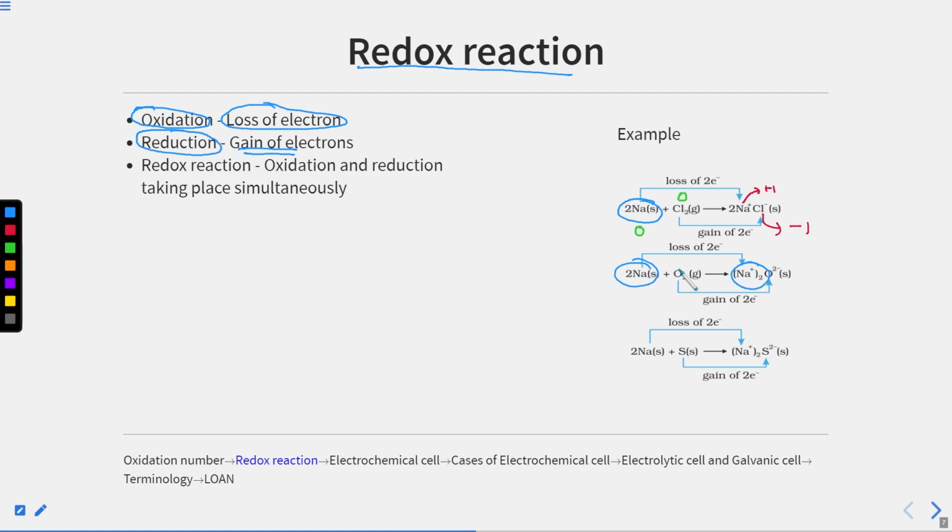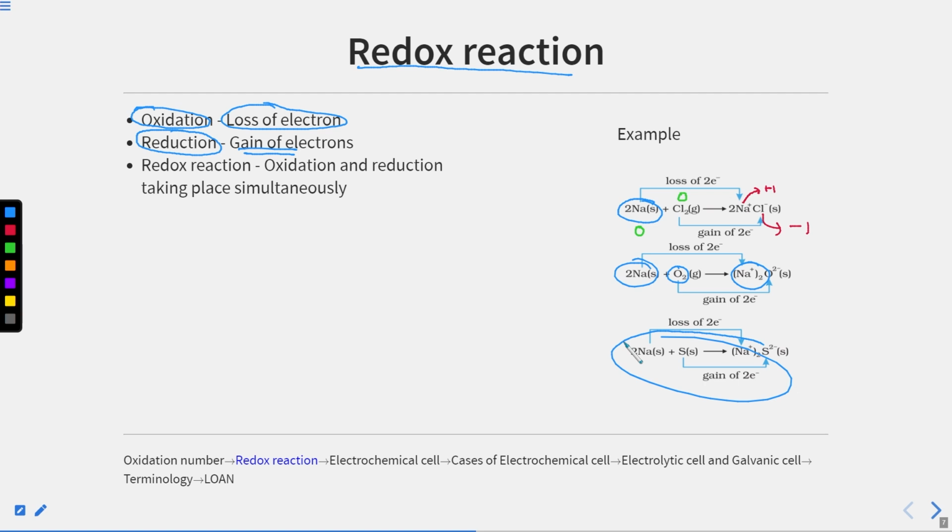Right. Here also oxygen has an oxidation number of 0, so both of the oxygen atoms will have an oxidation number of 0. Now it will gain 2 electrons and become 2-. Similarly, this follows a similar analogy. So this is called a redox reaction.